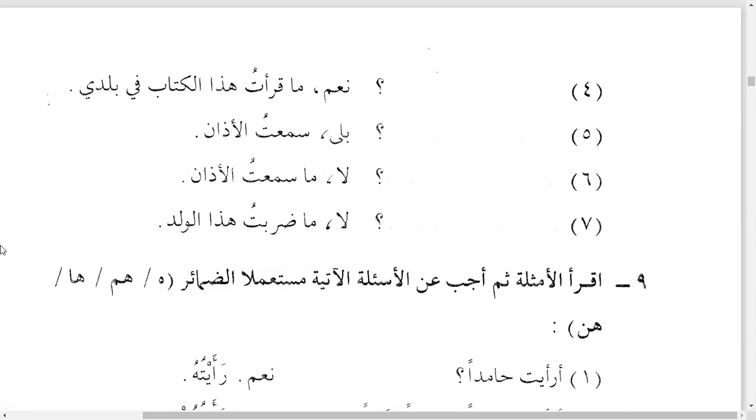What will be the question? أما قرأت. If you say أما قرأت, then the answer would be بلا, right? Yes. But if he hasn't read it, then he'll say نعم ما قرأت. نعم ما قرأت هذا الكتاب في بلدي. Okay. So both of them are possible, right? So it should be أما قرأت. That's right. أما قرأت هذا الكتاب في بلدك؟ نعم ما قرأت هذا الكتاب في بلدي.